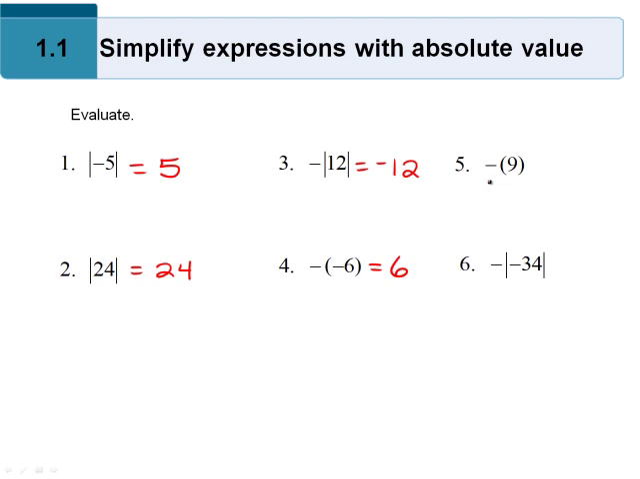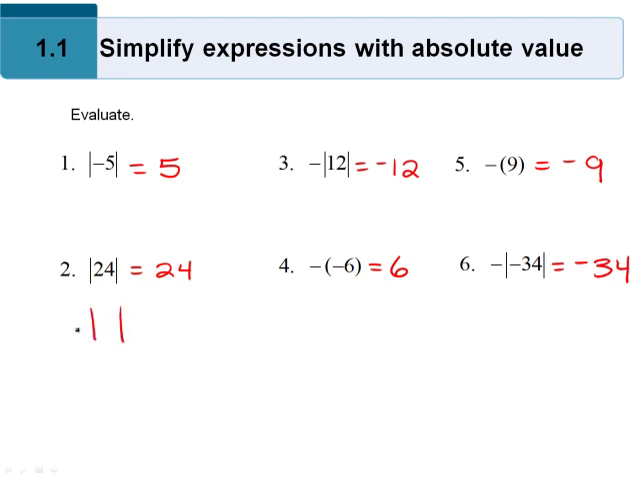Look at number 5. This is also not absolute value. This is just an opposite problem. The opposite of positive 9 would be negative 9. Okay? Now, look at number 6 here. We need to compare number 6 to number 4. Number 4, we were just finding the opposite of a negative number. No big deal. But number 6, we're finding the opposite of an absolute value. Remember, absolute value is always positive. So the opposite of something that's always positive is always going to be a negative.